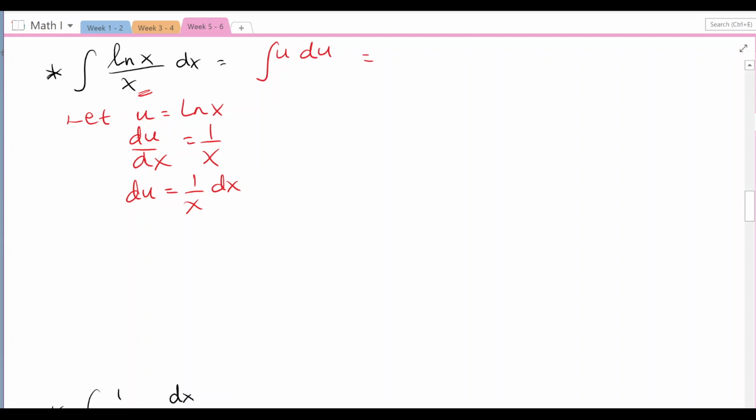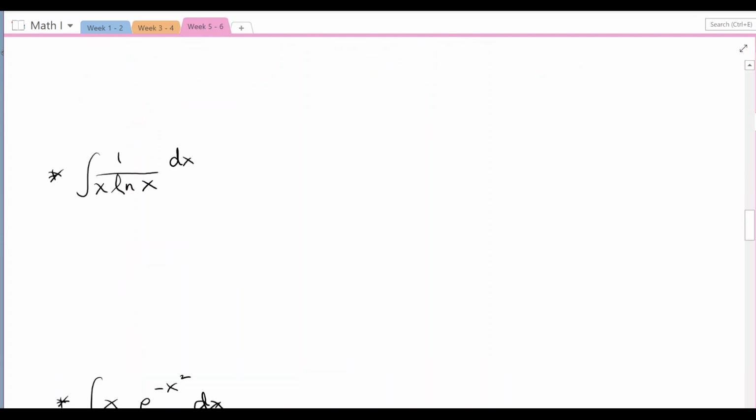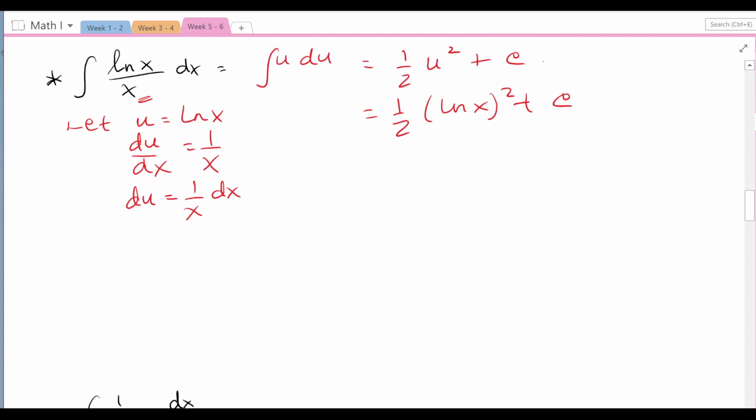half u to the power of 2 plus c, and our u equals ln x, so the answer is half of ln x squared plus c. Very simple. That's the answer, by the way.